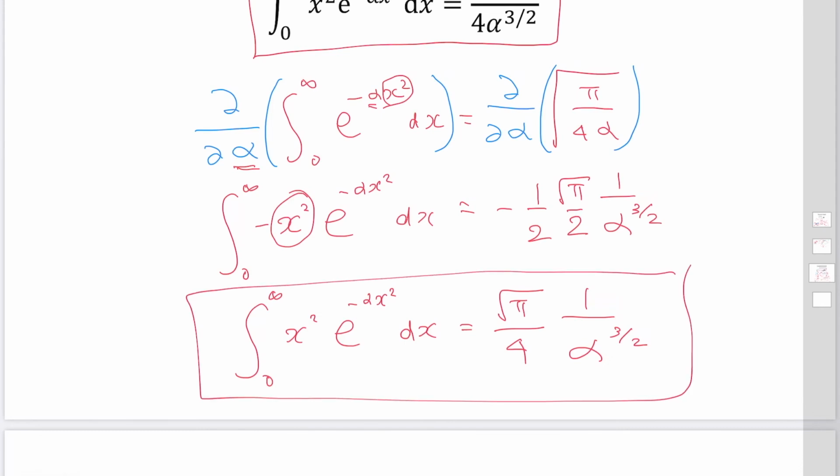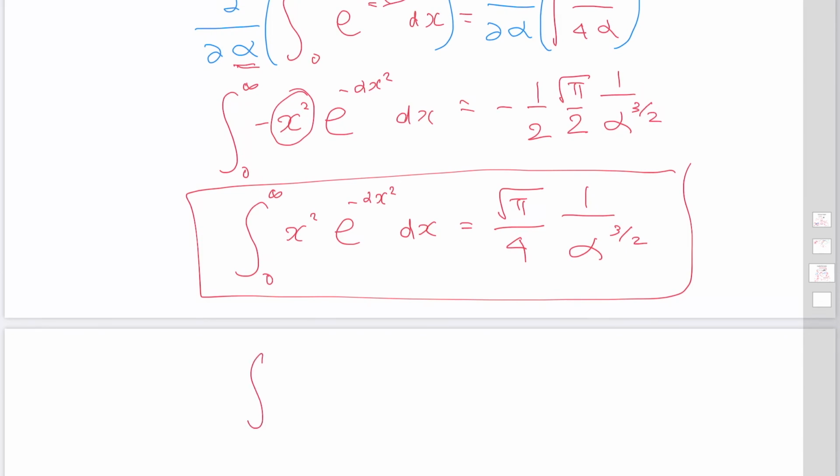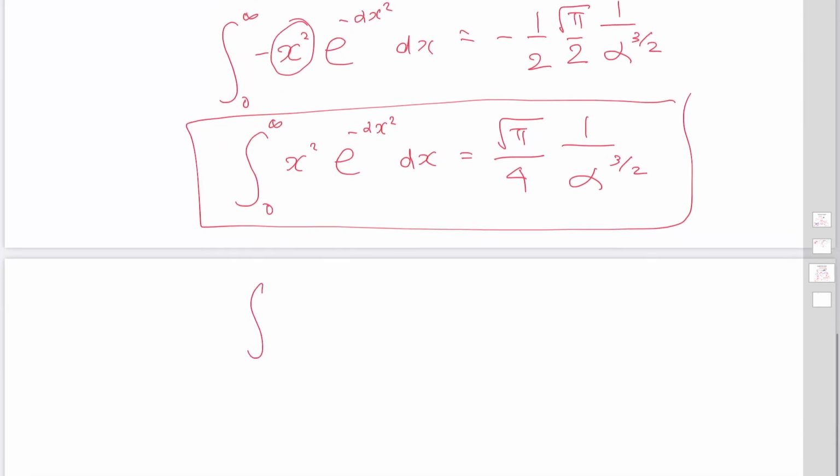Using this method, you could also easily find the integrals of x to the 4th exponential minus alpha x squared dx, and x to the 6th exponential minus alpha x squared dx, from 0 to infinity. Okay, this is the end of this session.